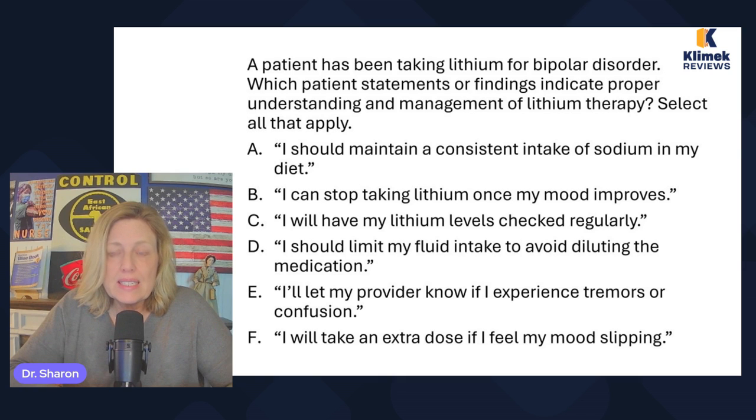I should maintain a consistent intake of sodium in my diet. I can stop taking lithium once my mood improves. I will have my lithium levels checked regularly. I should limit my fluid intake to avoid diluting the medication. I will let my provider know if I experience tremors or confusion. I will take an extra dose if I feel my mood slipping.